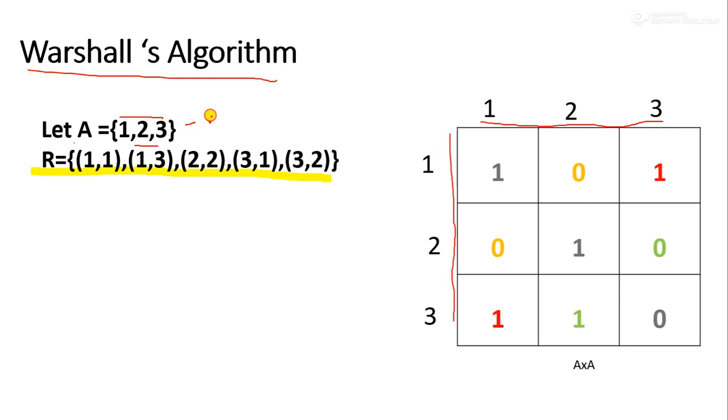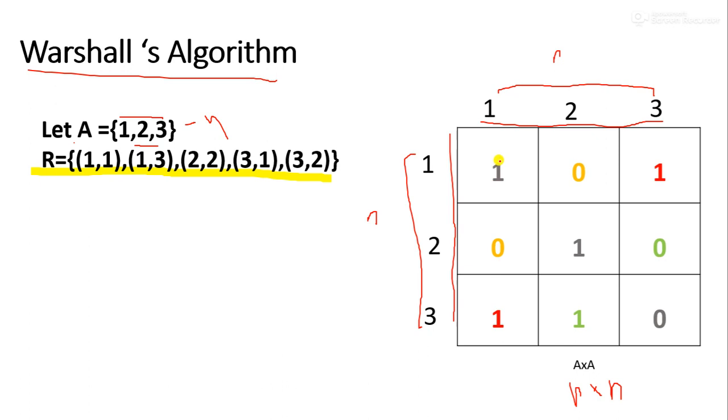If we have n elements, then our matrix will be n into n. So we have 3 elements, so our matrix will be 3 into 3. These 1, 2, 3 are the elements of our set A, and this is our column and this is our row. So the number of elements equals the n into n.